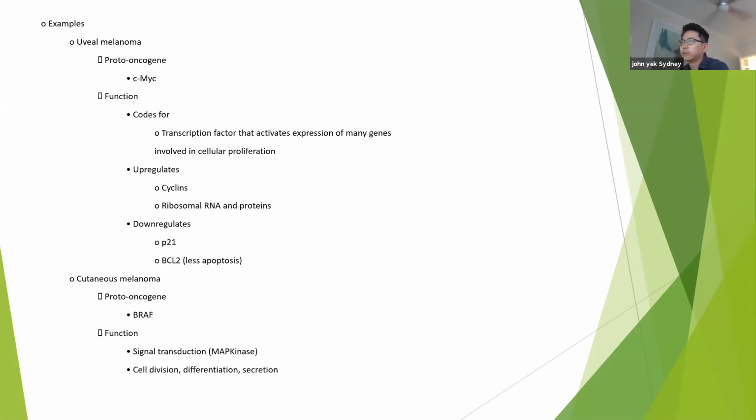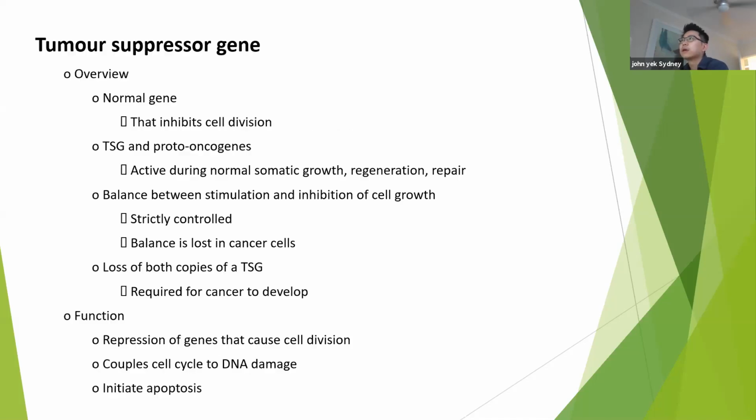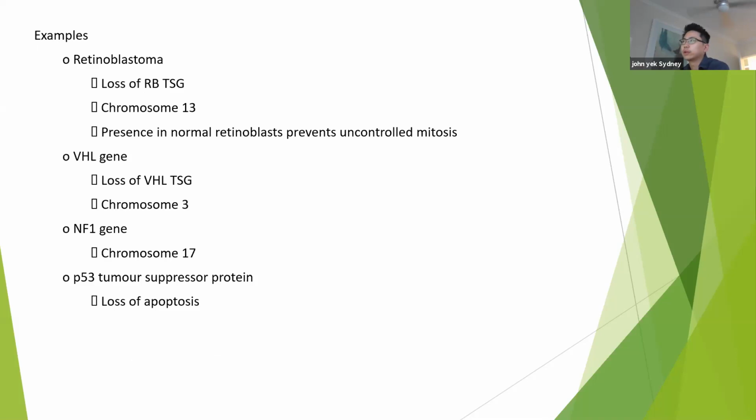I'll just leave this here so people can read this later. And in terms of tumor suppressor genes, it's a normal gene. It's usually autosomal recessive in manner because you need loss of both forms to have cancer. In tumor suppressors, as compared to oncogenes, there's a loss of function before you get cancer formation. And examples would be retinoblastoma, NF1 and P53.